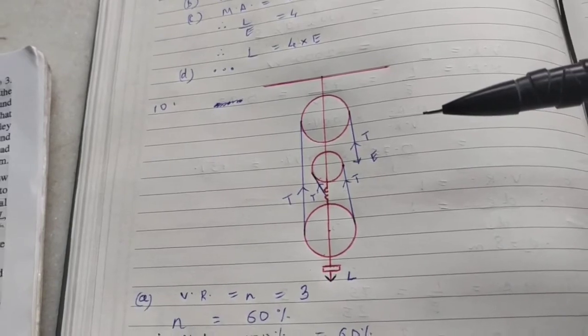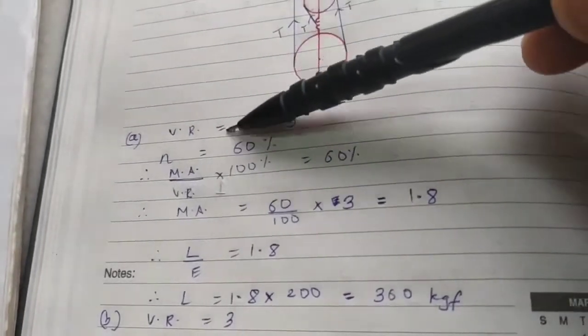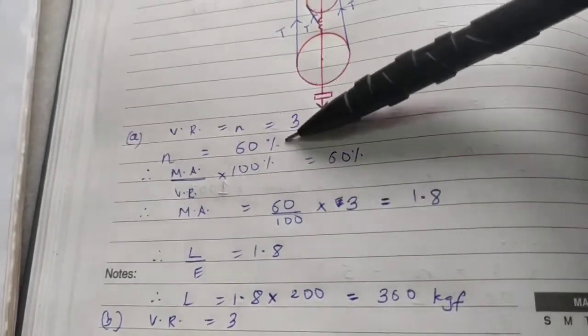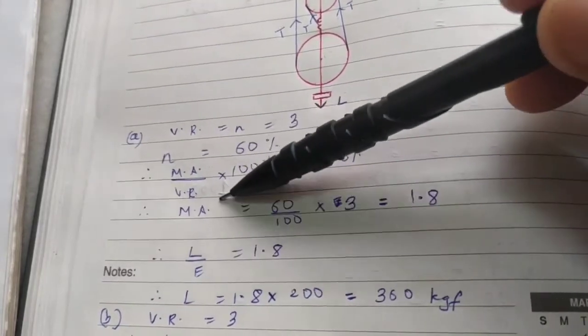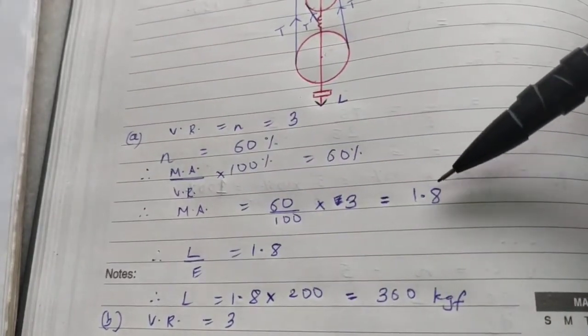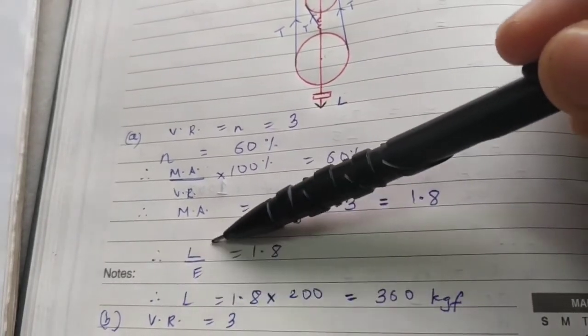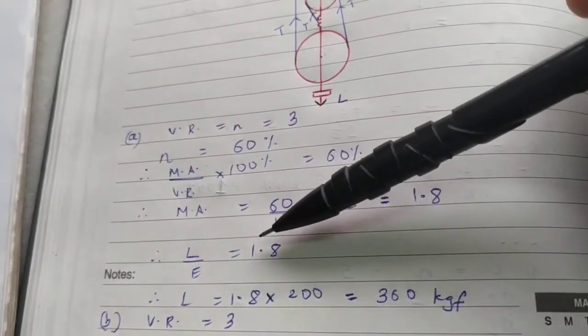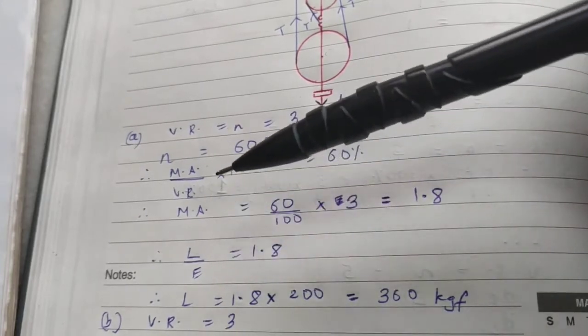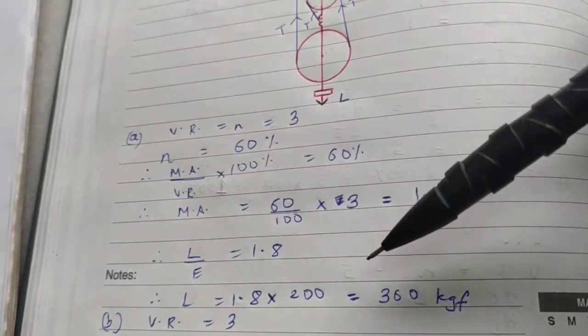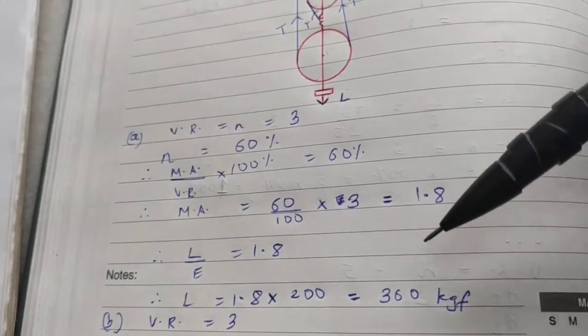Now they've asked what is the maximum load he can lift. First of all, velocity ratio is 3 and efficiency is given as 60%. So we can first calculate the mechanical advantage, which is 1.8. And mechanical advantage is load upon effort. The effort is given in the question as 200 kgf. So we can find the load as 360 kgf.